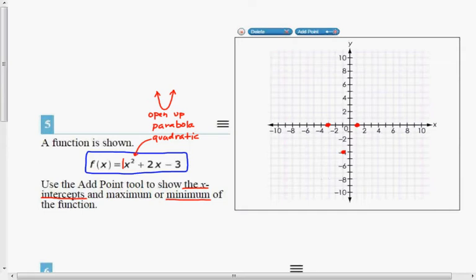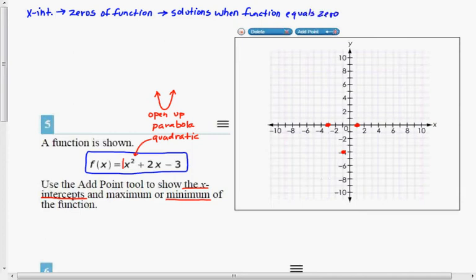Let me show you, for those of you that have the algebra behind this figured out, the other way that you can find x-intercepts. The x-intercepts are the zeros of the function, and the zeros are the solutions when the function equals 0. This is some background knowledge, but you could totally solve it by using the technology and just move on. But let me just explain this.